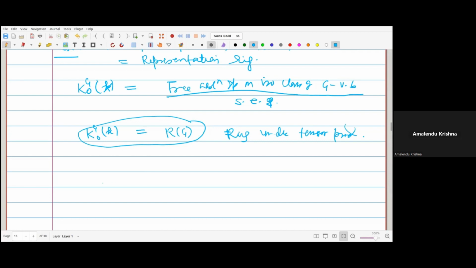In general, if you take any G scheme X, then K naught G of X is a commutative ring, and any K_i G of X is a K naught G X module. Right. So what is the advantage of this? The advantage of this is that it is a very useful fact in equivariant K theory.